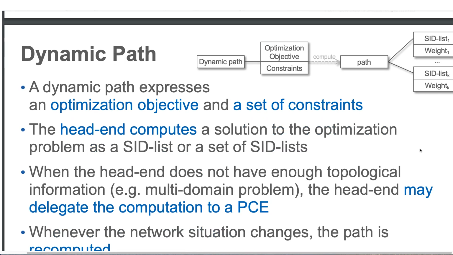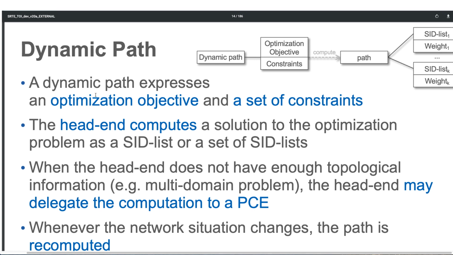Now, when we talk about the dynamic path, a couple of things play a role. There is an optimization objective and there are some constraints. Based on that, it will calculate a path, and that path will be consumed by the policy. A dynamic path expresses an optimization objective, so we need to have some kind of optimization objective.